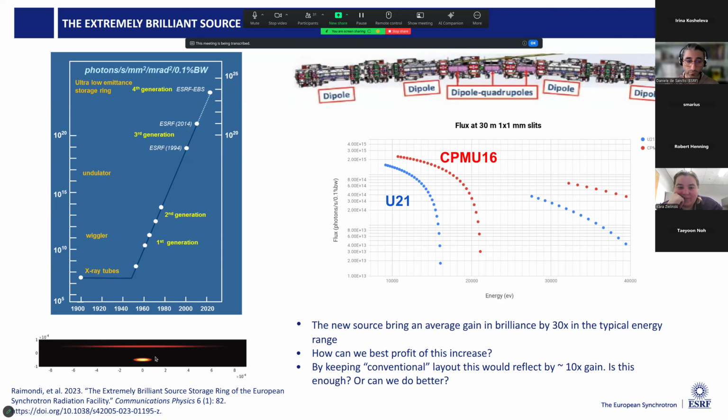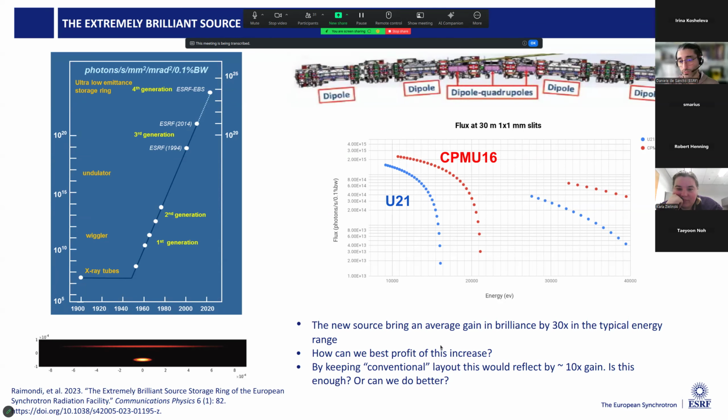So here you see a comparison of the beam emitted with the old machine and with the new machine, which of course is reflected immediately in an increase in the brilliance, by at least a factor of 30 in a typical energy range, with major advantages coming from higher energy experiments.